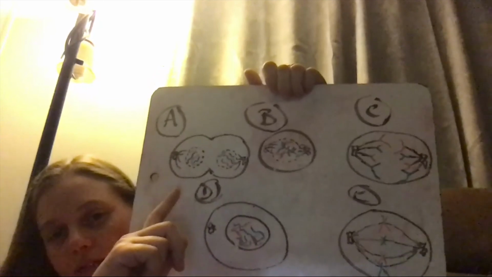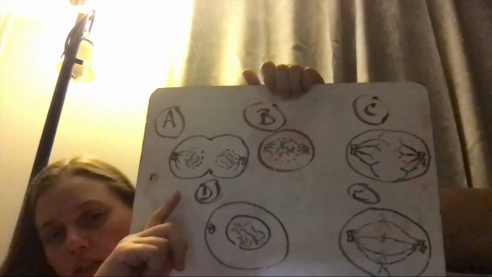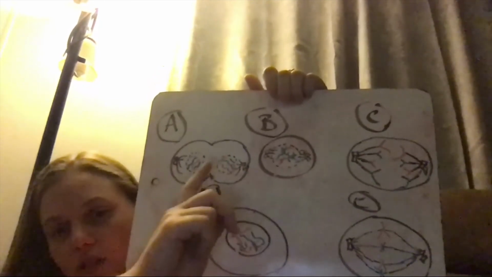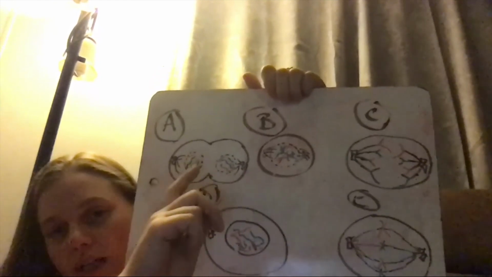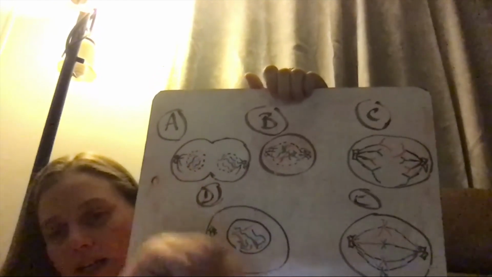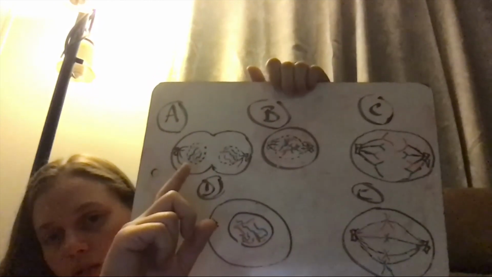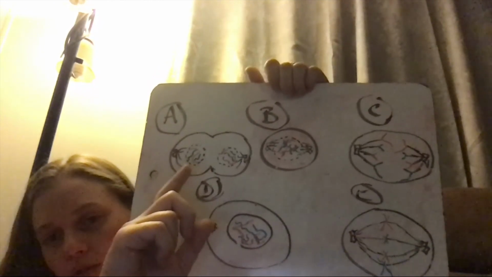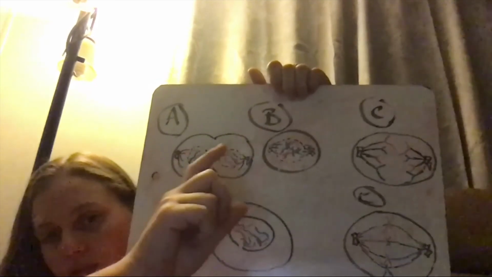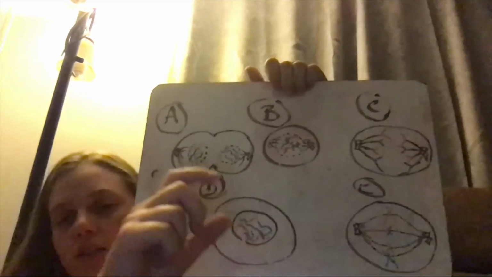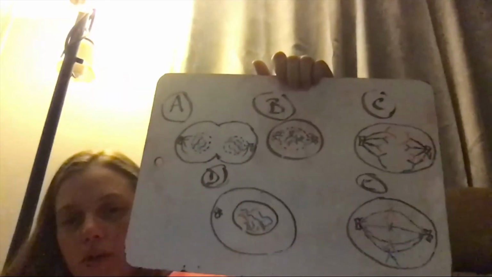In A, we have telophase, and this is reverse prophase. So the nucleus is coming back now. We have our DNA that's going to spread back out into chromatin, and we have a long blue and long orange and a short blue and a short orange in each of these nuclei. So they are identical to one another. And at this point, the cell is going to start to pinch apart.